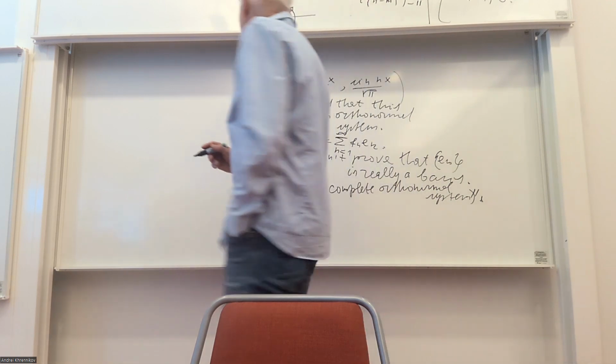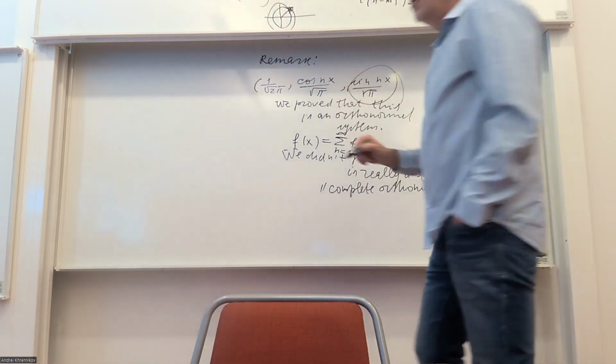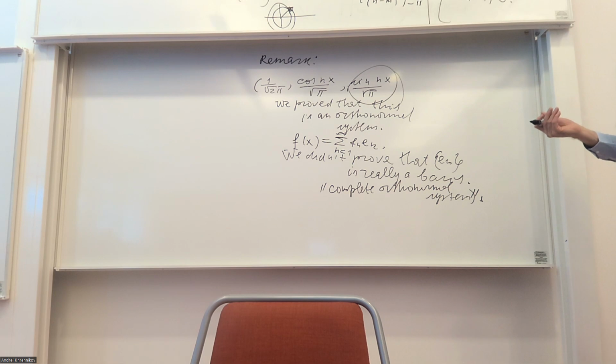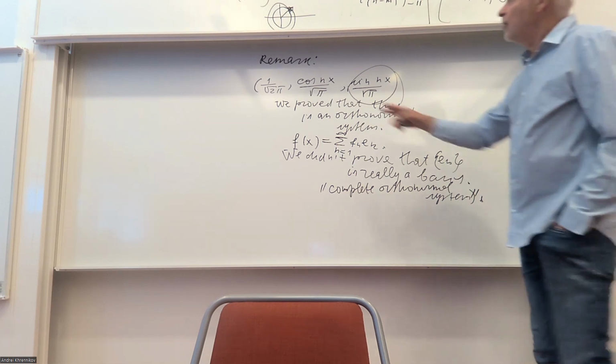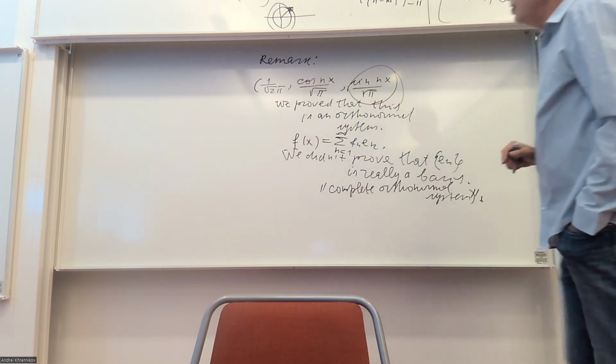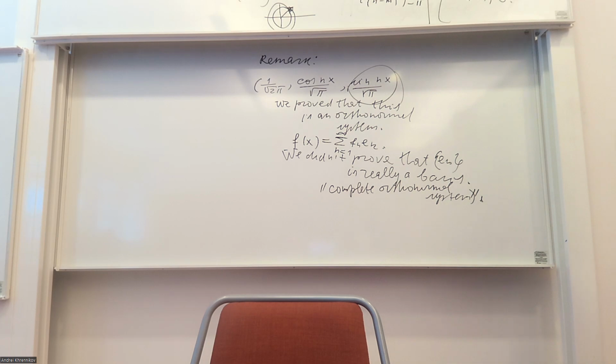For example, if you take only sines, this is also an orthonormal system, but it's not complete. Not every function can be expanded with respect to sines. If you take only the cosines, they are neither a complete orthonormal system.